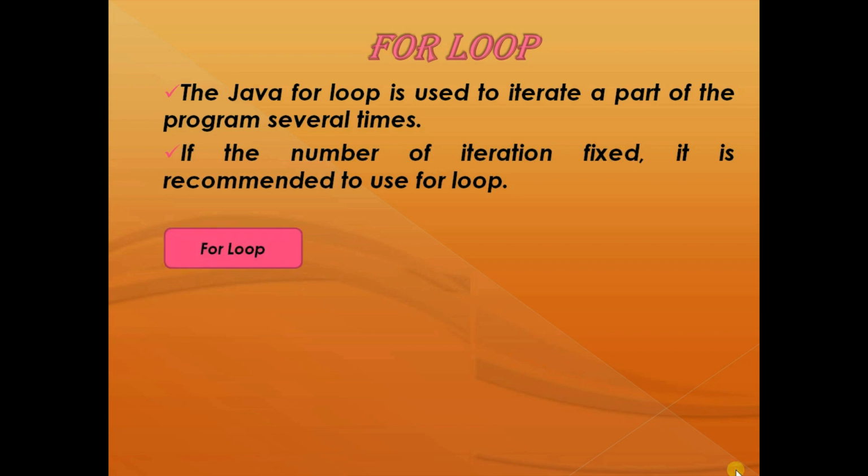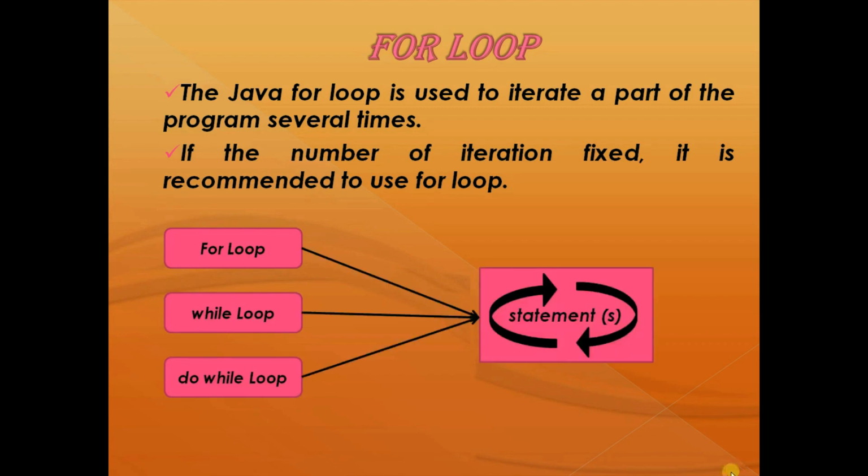For loop is the same as while loop or do while loop in a way that it executes the same code again and again until some condition is met. But here, you have more control over your conditions.